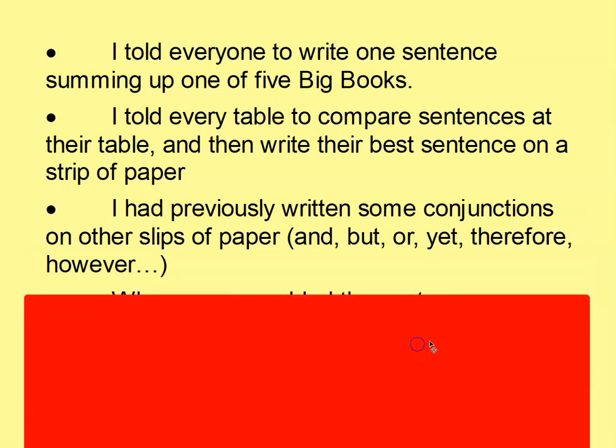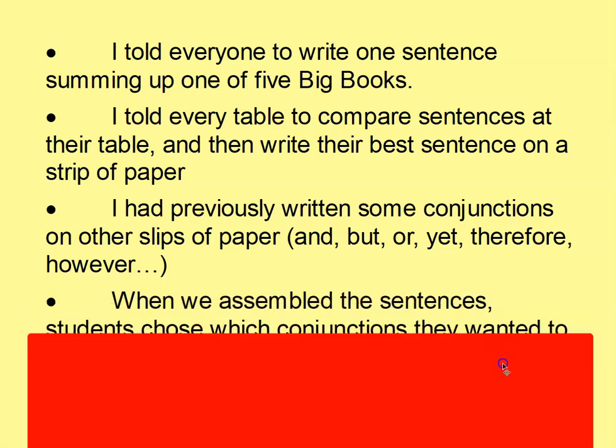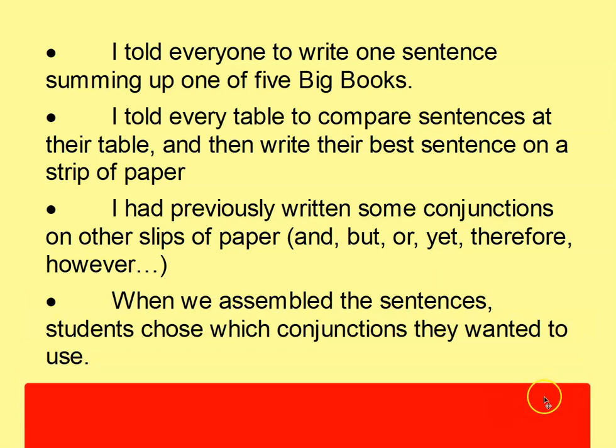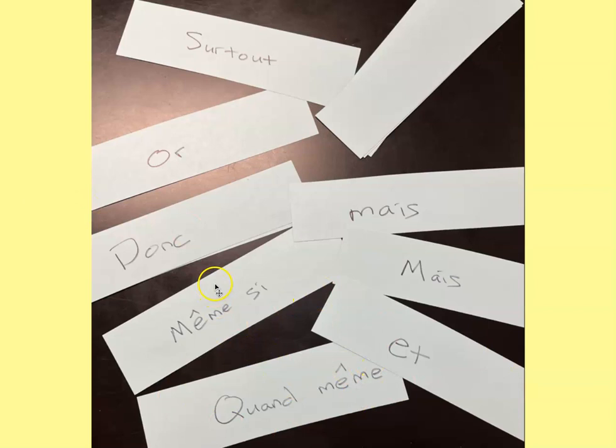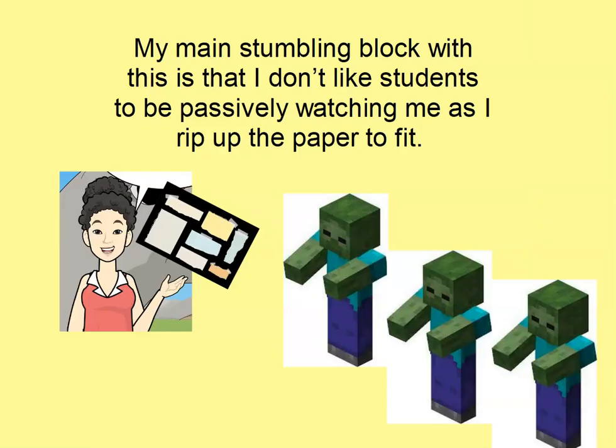And then I had previously written some conjunctions on other slips of paper because I didn't want to take up precious class time writing, oh, these 2 sentences can be combined using however. So I already wrote however on another strip so that I was ready with it. And then when we assembled the sentences, students were choosing, okay, which conjunction works best there? So here's a picture of my conjunctions. This is large cardstock so that I could use it from class to class, and I made it really big. And it fits in the GLAD cooperative strip paragraph hangy thing.